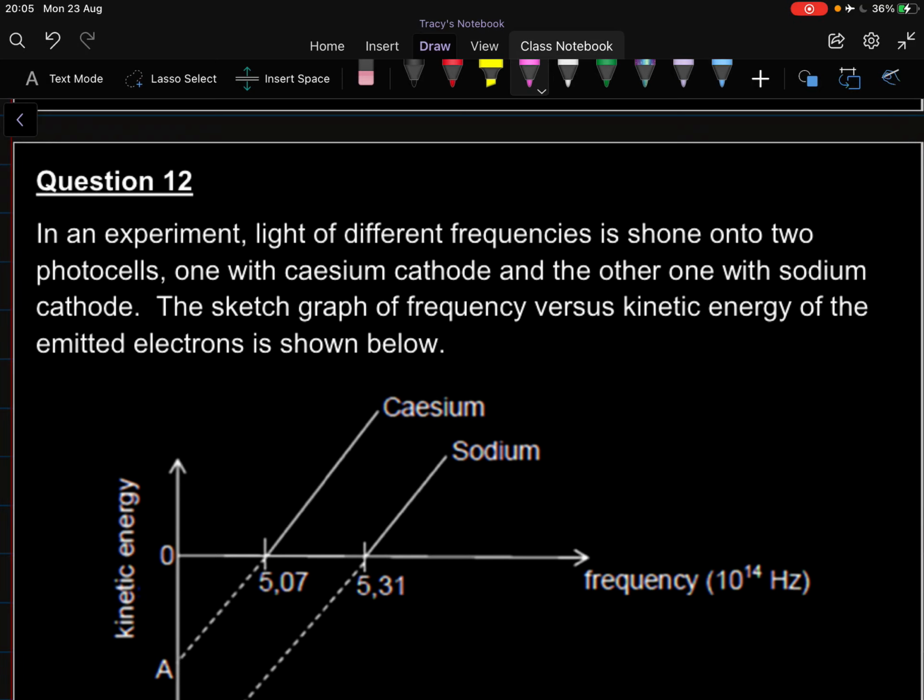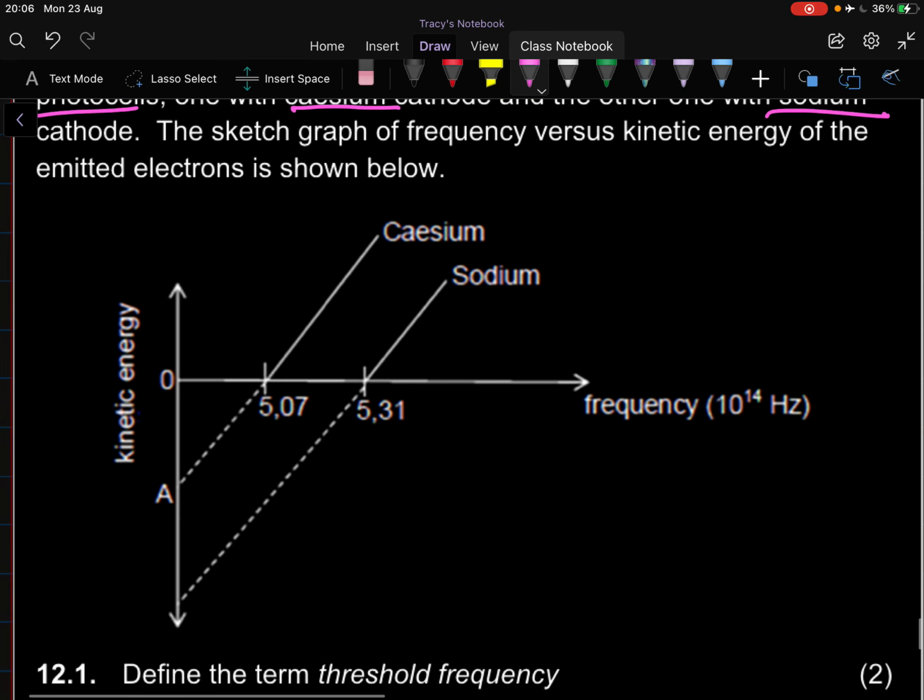Question 12 of the photoelectric effect worksheet. So, in an experiment, light of different frequencies is shone onto two photocells, one with a cesium cathode, one with a sodium cathode. So we got two different metals. Then, the sketch graph of frequency versus kinetic energy of the emitted electrons is shown below. Brilliant.